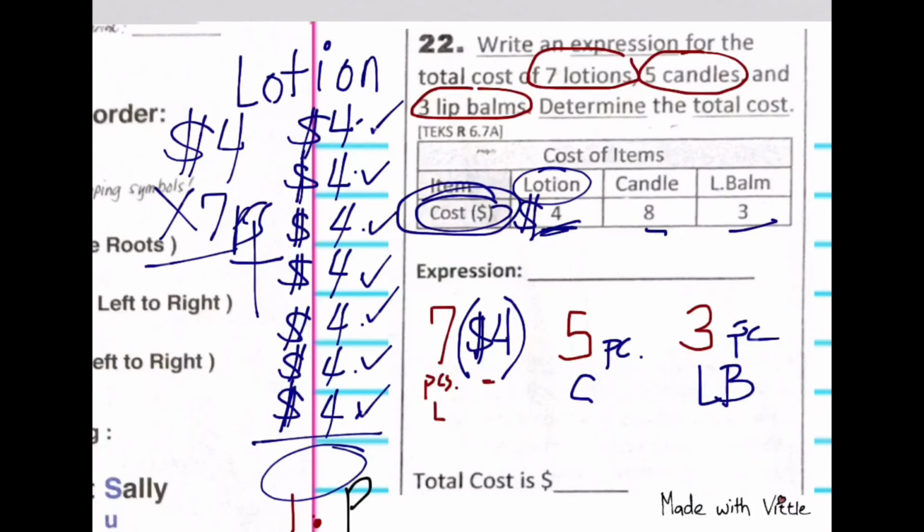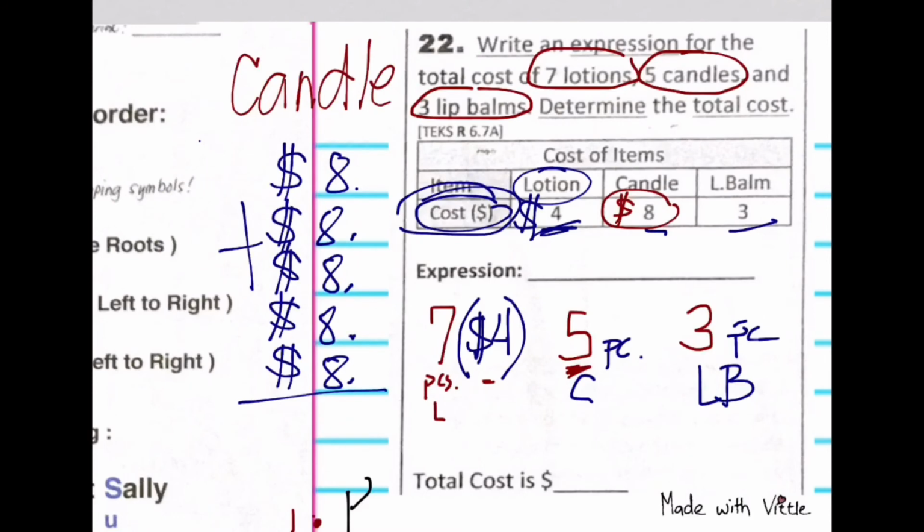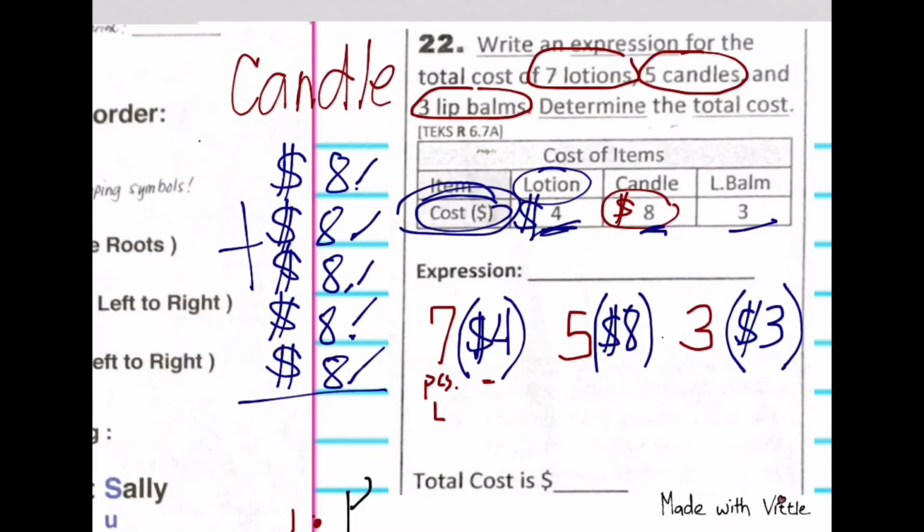Okay? Then what about the number of candles that I want is 5 pieces. And 1 candle is $8. So what do we do with the cost of 1 candle and the number of pieces we are required to buy? I could add $8 5 times, or I can just multiply 5 pieces times the $8, right? Same thing with the 3 pieces of lip balm that we need, and each of them is $3. Therefore, I just have to multiply 3 pieces by the $3 because I will have to pay $3 3 times.